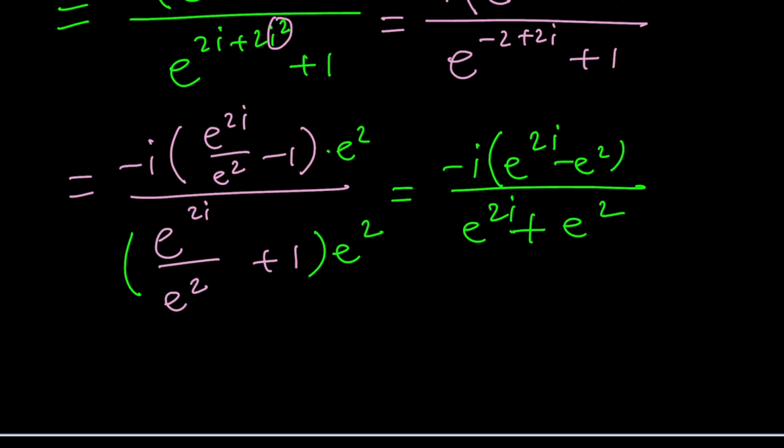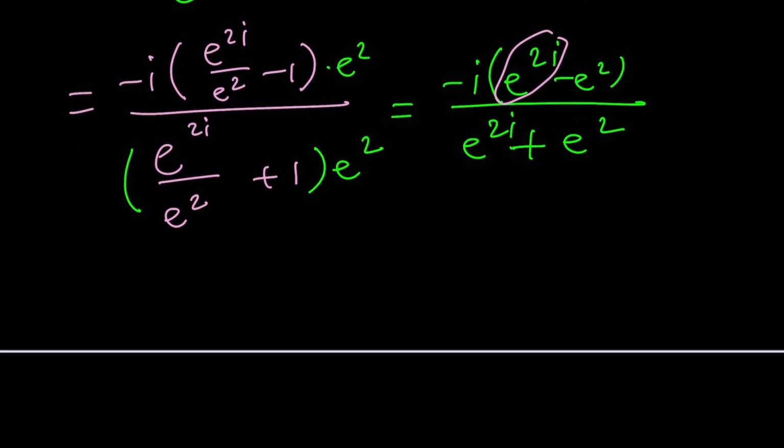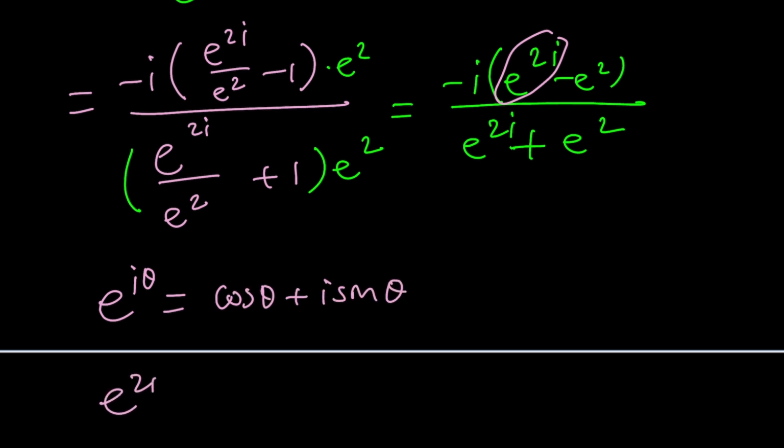How? Let's go ahead and replace e to the 2i with what it is. What is e to the power 2i? What does that mean? How do you raise a transcendental number to an imaginary power? It's hard to imagine what that's going to look like. So again, Euler's formula comes to the rescue. e to the i theta is cosine theta plus i sine theta. So in the case of e to the 2i, your theta would be 2.